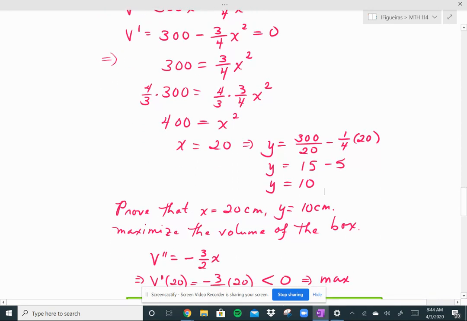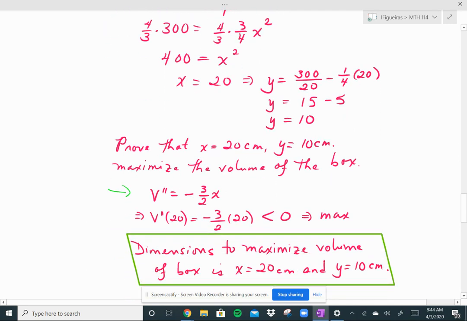So remember, this is v prime. V double prime, by just doing power rule, is negative 3/2 x. When you substitute the value that you solved for x, which is 20, you get that v double prime of 20 is equal to negative 3/2 times 20. Well, the answer doesn't matter. All that matters is that it is negative. When it's negative, it's concave down, which means that you have a maximum value. So the dimensions of the box are 20 centimeters and 10 centimeters.